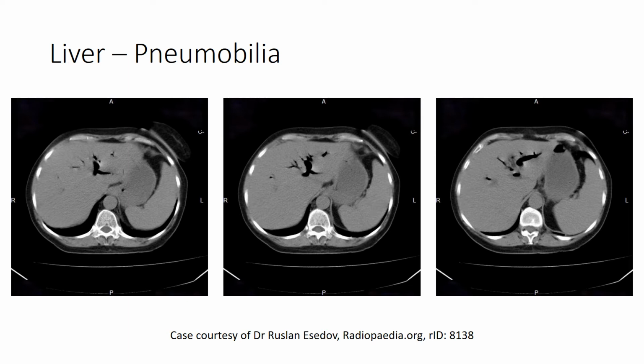Pneumobilia is usually most prominent in the central larger ducts, as the flow of bile is from peripheral to central and it pushes the gas towards the hilum. That can be seen in this series of images with predominantly left-sided gas, which has occurred following ERCP.